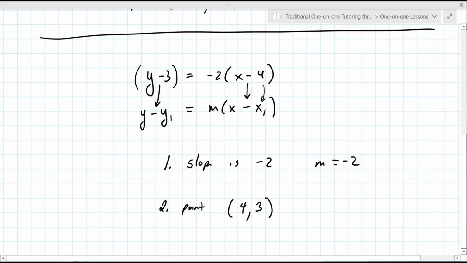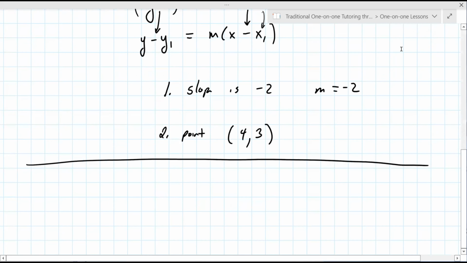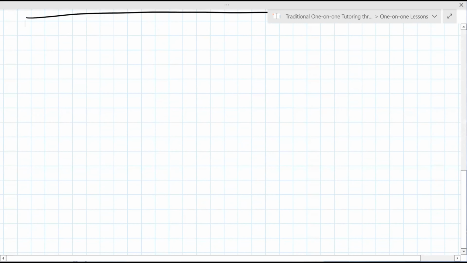So I want to give you a problem to try on your own here. Are there any questions you have before we do that? I'm not going to make it any more difficult than this, but I need you to verbalize if there's an issue. Okay. You're good. Do you have the point slope formula down in your notes? Yes, I do. Okay. All right.